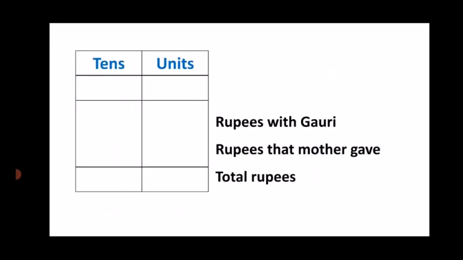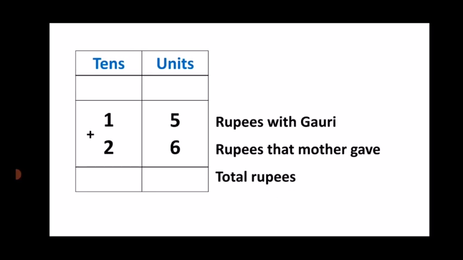So rupees with Gauri is 15. So we will write 5 in the units place and 1 in the tens place. Next is rupees that mother gave. That is 26 rupees. So we will write 6 in the units place and 2 in the tens place. Now we will give a plus sign between them to add these numbers. So now can you tell me how to add?